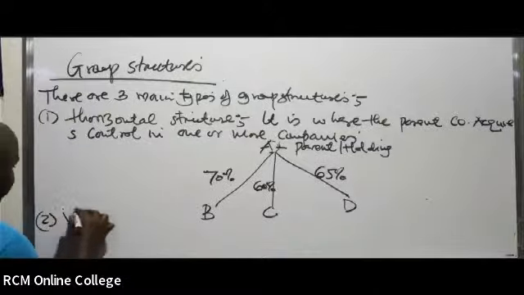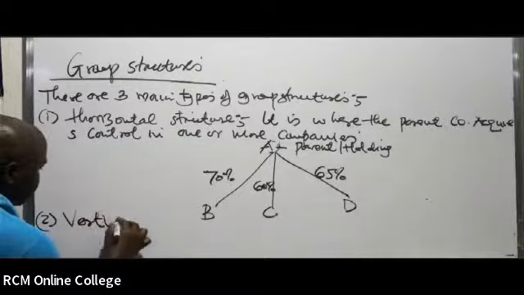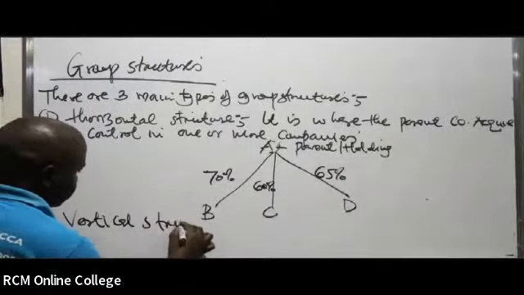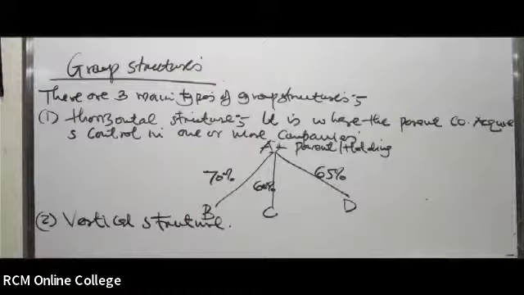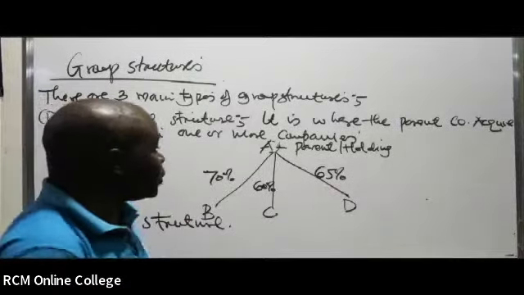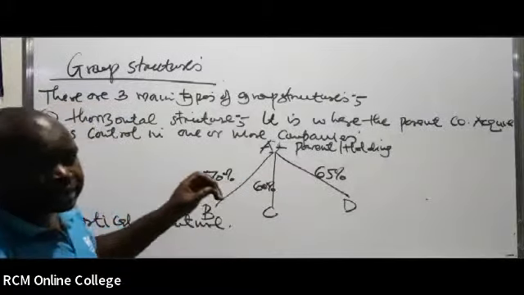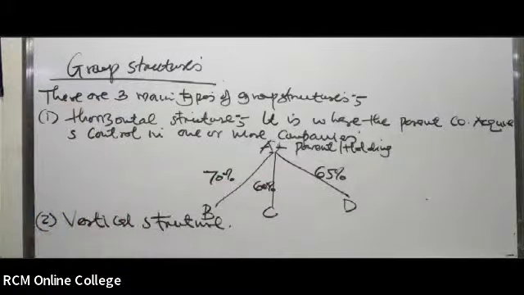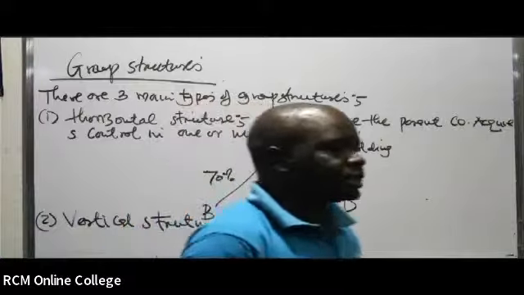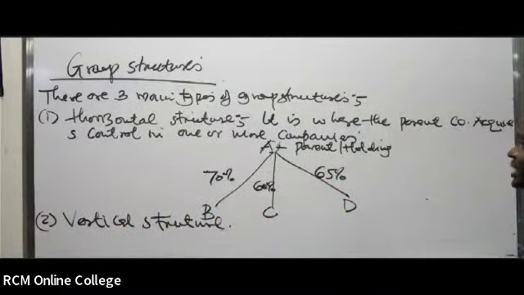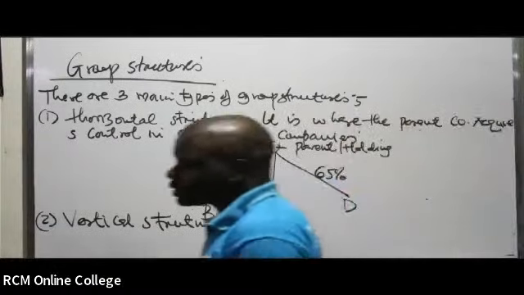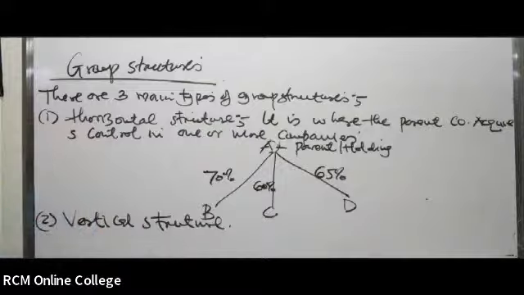Number two, vertical structure. Whenever you're trying to solve a question for group accounts, you always start by drawing the structure. The structure will guide you in dealing with the consolidation, how you'll prepare the financials. This is the first thing: you draw a group structure as the instructions are given in the question.